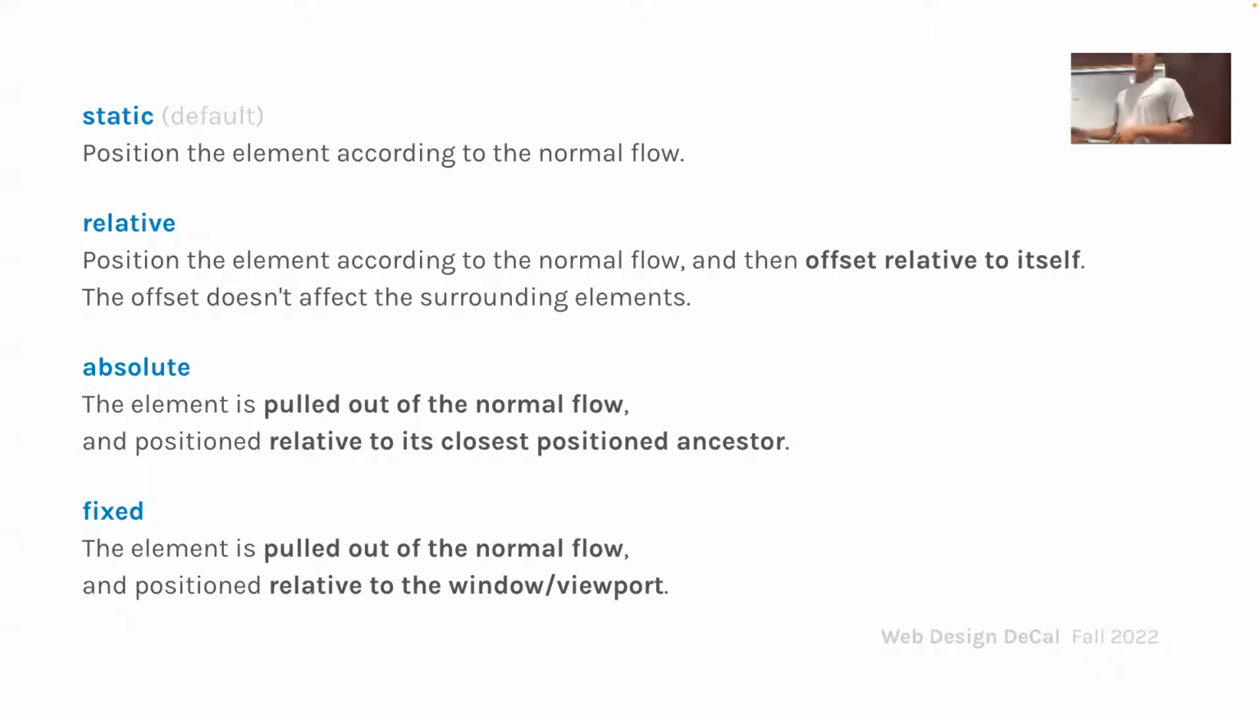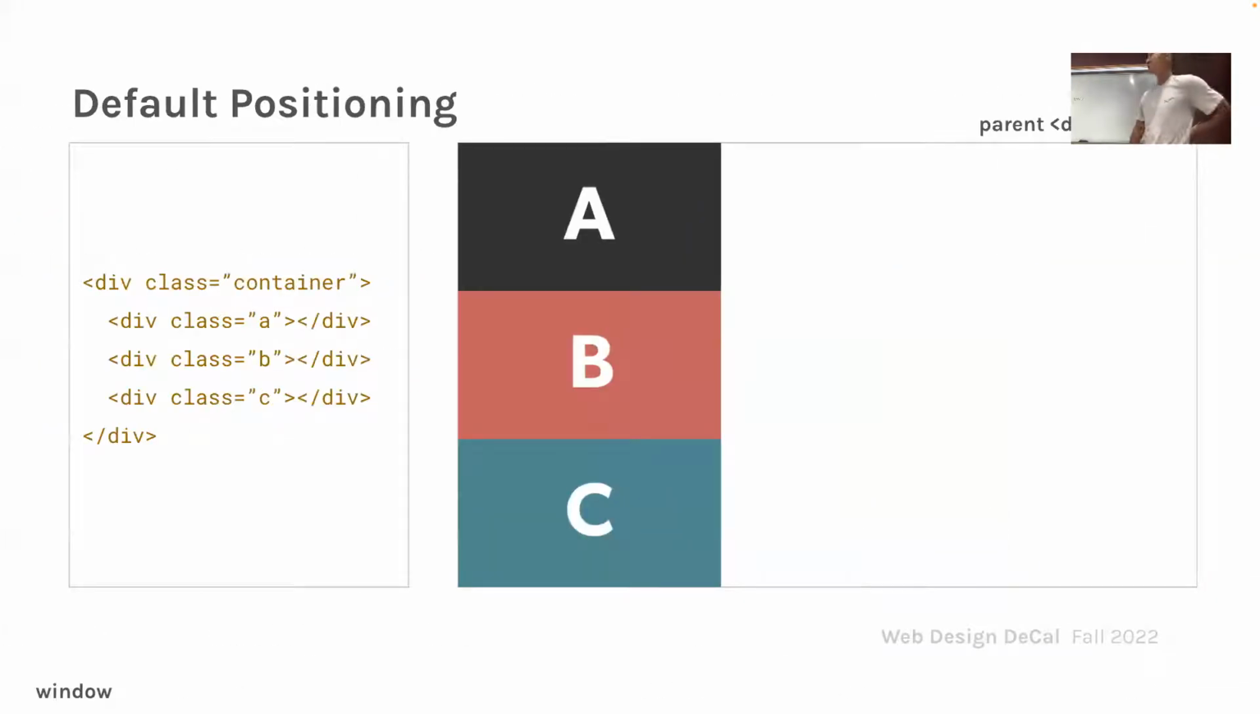Position fixed is basically pulling an element out of the normal flow and then positioning it relative to the window or the viewport. That's where you might see some nav bars or things that are always on the top of the viewport. So we can get into default positioning first. Nothing new here. It's just the divs one by one right below each other. This is the display block, where you can see each one is displayed one below the other. This has been the positioning you've been working with just with HTML in general.